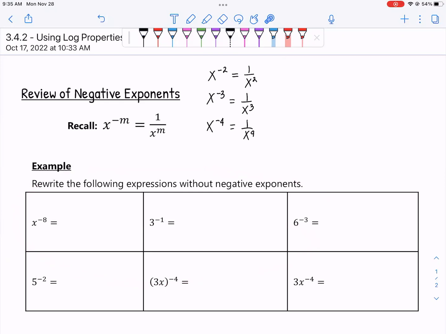Now is a great time to pause the video so you can try these on your own. If you would like to do so now. I'll let you know these two right here are challenge problems. So pause. All right, let's write these. So x to the negative 8 is 1 over x to the 8. 3 to the negative 1 is 1 over 3 to the positive 1, which is just 1 over 3. 6 to the negative 3, that's 1 over 6 to the 3. And 6 to the 3, is it 216?